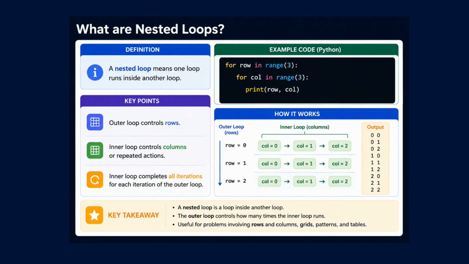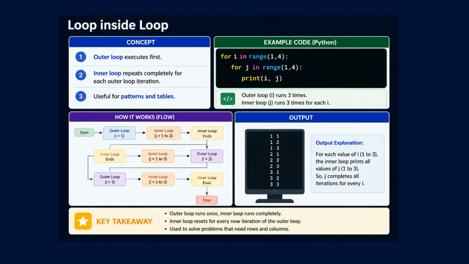Key takeaway: the outer loop controls how many times the inner loop runs, while the inner loop handles the detailed repetition. In this lesson, we are learning about the concept of loop inside loop, also known as nested loops.